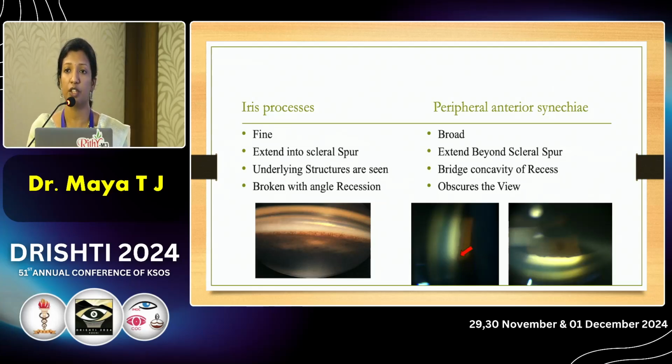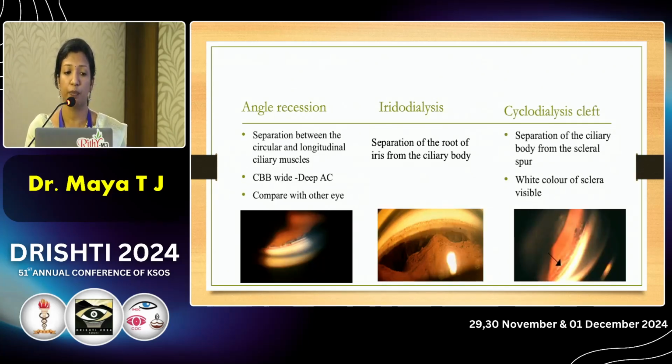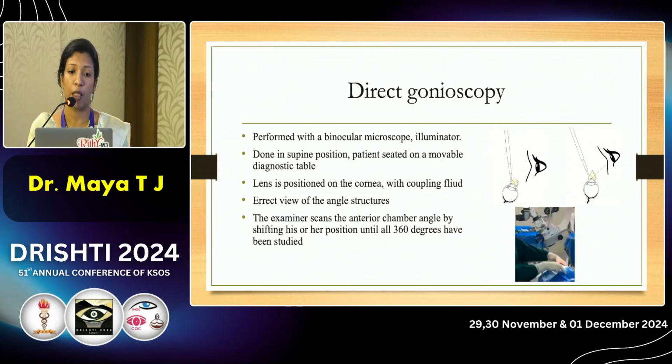Peripheral anterior synechiae will be broad, they extend beyond scleral spur and obscure the view. The normal iris vessels have a radial orientation, and angle vessels are fine, arborizing and cross the scleral spur. Angle recession. In this, the ciliary body band will be wide. They will have a deep anterior chamber, and also compare with the other eye. Iridodialysis is the separation of the root of iris from the ciliary body. Cyclodialysis cleft, you can identify the white color of the sclera which is visible.